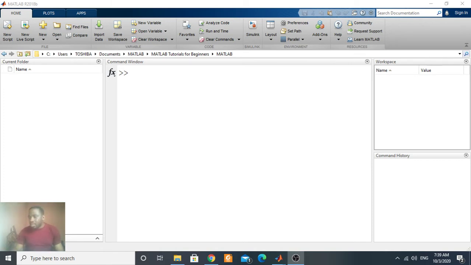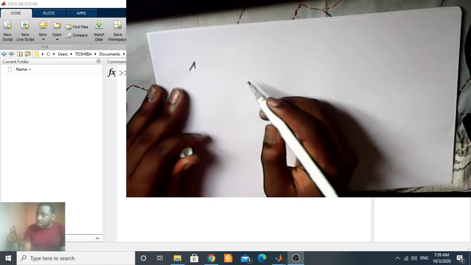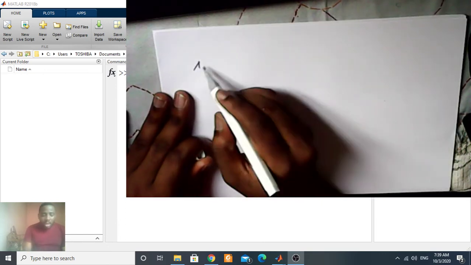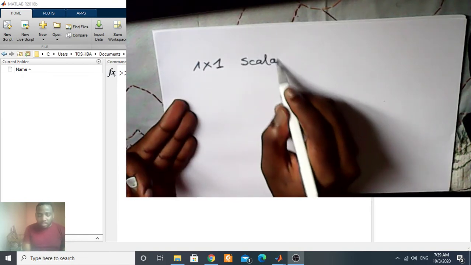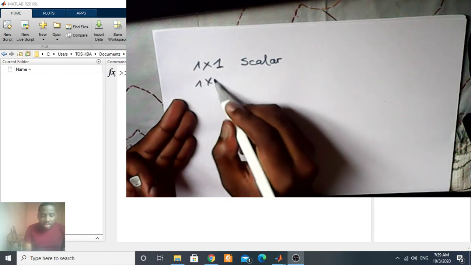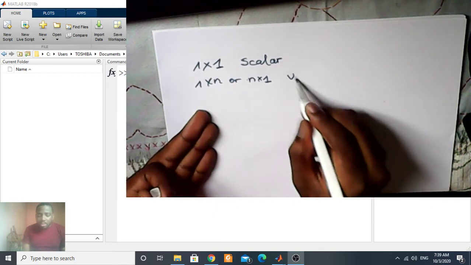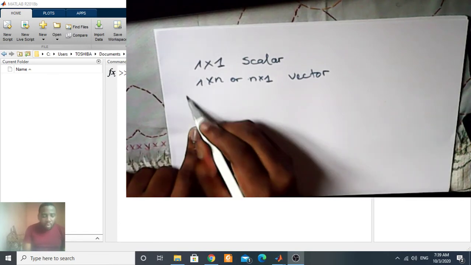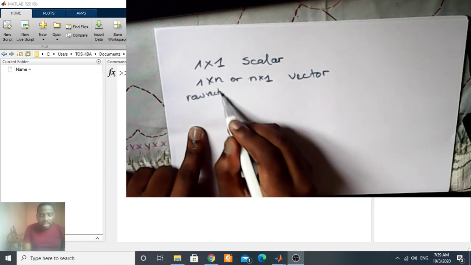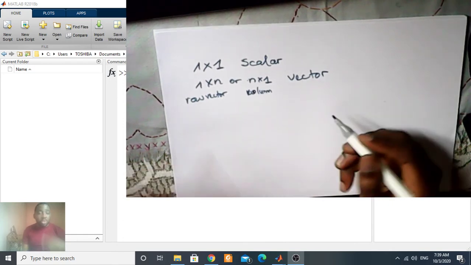So in MATLAB, what we usually see is that any one by one dimensional array is known as a scalar. Any one by n or n by one dimensional array is known as a vector. In this case, since it is one row, we have a row vector here. And in this case, since it is one column, we have a column vector. That's how they are named. We saw all of that.